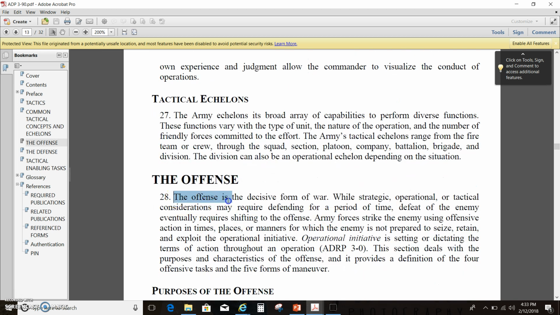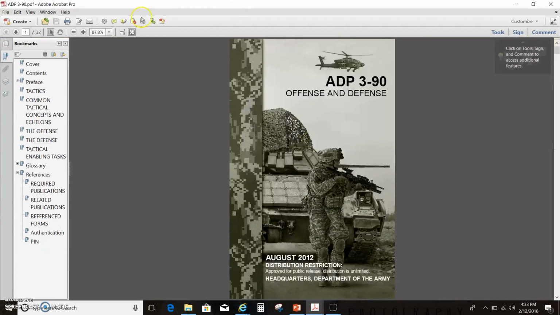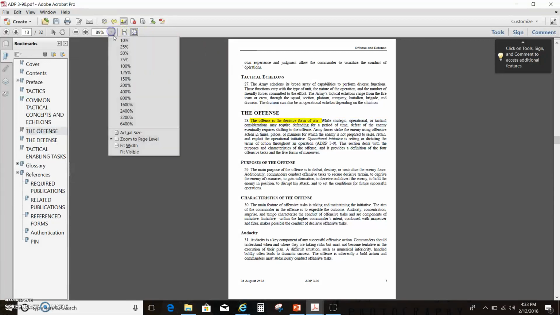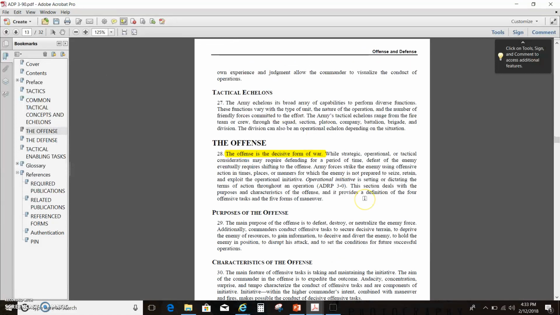So ADP 3-90 specifies that the offense is the decisive form of war. Okay, so what does that mean exactly? Well, it means that without offense, you cannot win.